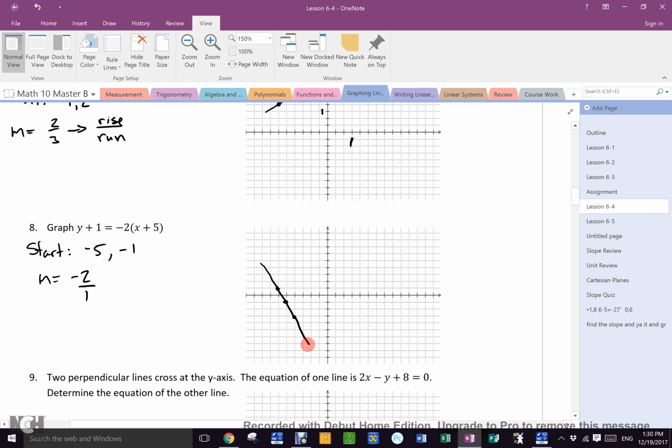And there's my line there. Can everybody graph? Yeah. Okay, now wait a moment before we go on.